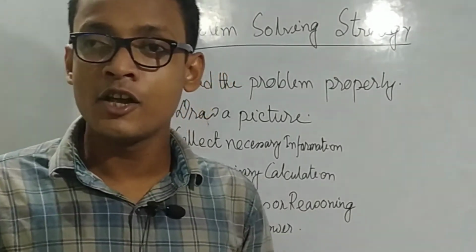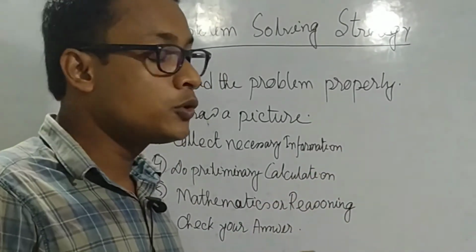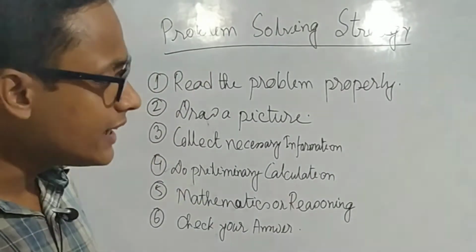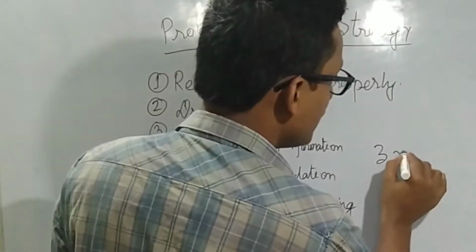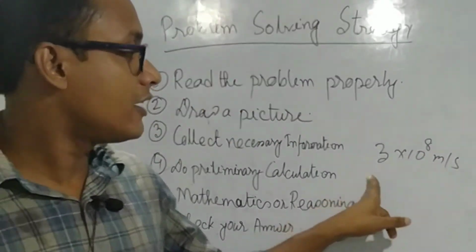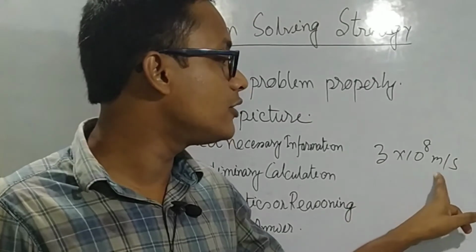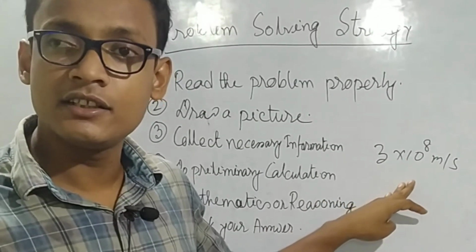Then the last step, which is very important: check your answer. After calculation, the final answer should be checked. Let us consider our answer comes out like 3 into 10 to the power 8 meter per second. The velocity of a man or velocity of a car is 3 into 10 to the power 8 meter per second. Will it make physical sense?